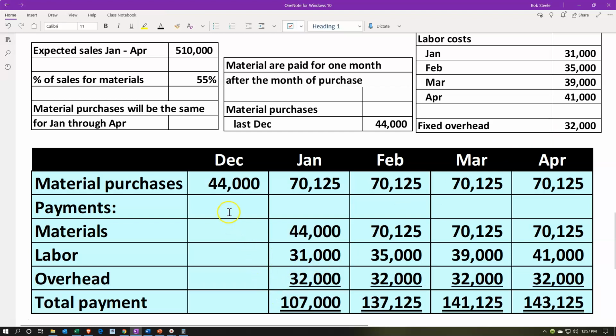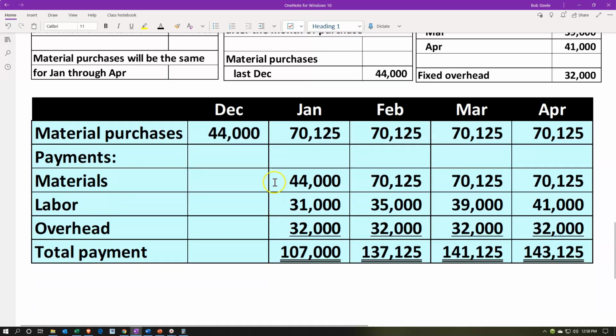Notice that I'm not using the flows or calculating anything for December here, because I only want that number on the table so we can see how January's number came about with regards to the actual flows, the payments that are going out here. Then if we were to add these up, the $44,000 plus the $31,000 plus the $32,000 gives a total payment of $107,000. February, the $70,125, the $35,000, the $32,000, giving us the total of $137,125, and so on and so forth.